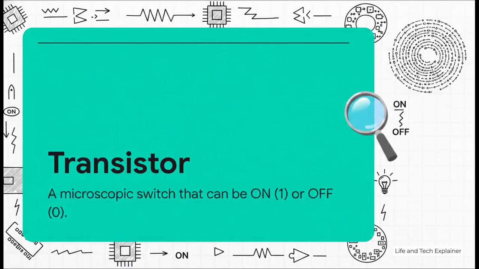A transistor is just a microscopic switch. It only has two states. It can let electrical current flow, which we call on or a 1, or it can stop the current, which is off or a 0. That's it, 1 or 0. But here is the absolute mind-blowing part. Modern CPUs don't just have a few of these. They contain tens of billions of these microscopic switches, literally etched onto a piece of silicon smaller than your fingernail.